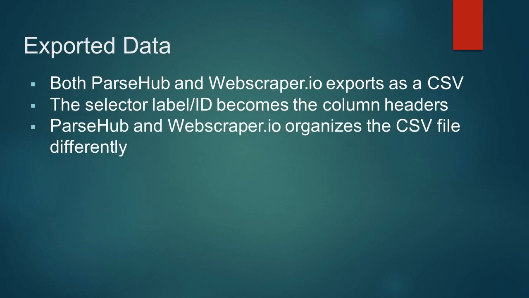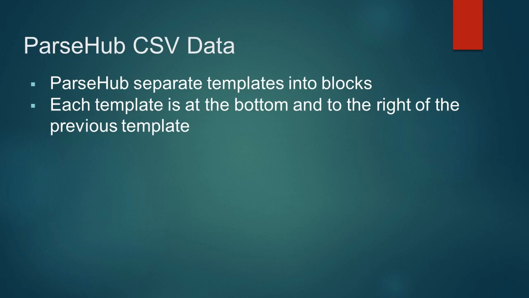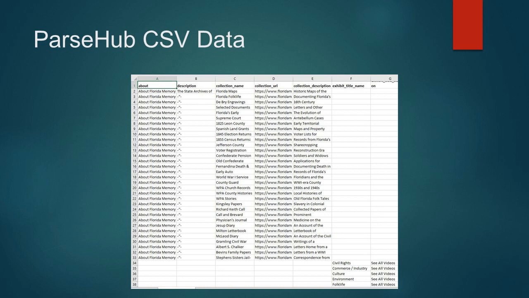Yes, okay. So when we export data, both ParseHub and WebScraper.io export data as a CSV, and the selector label or the ID, depending on which program we're using, becomes the column headers. ParseHub and WebScraper.io both organize the CSV file slightly differently, which is, of course, an issue for us as a sort of aggregation problem. In particular, the ParseHub CSV data separates the templates into different blocks, and each template is at the bottom and to the right of the previous template, which I understand is hard to visualize, so thankfully there's an image of that on the next page.